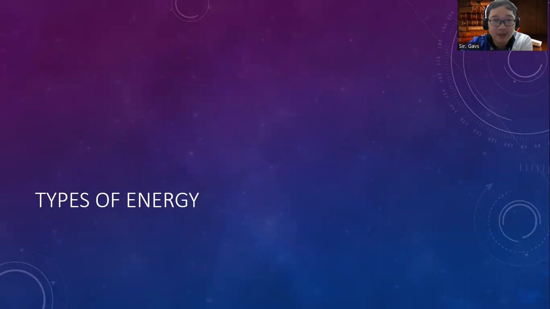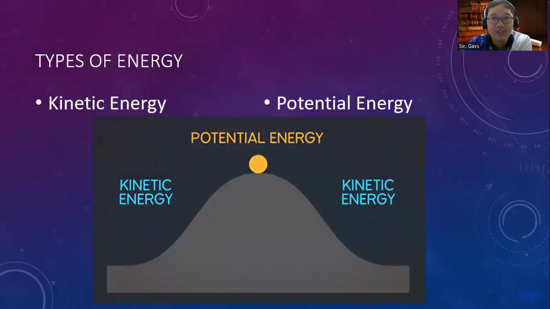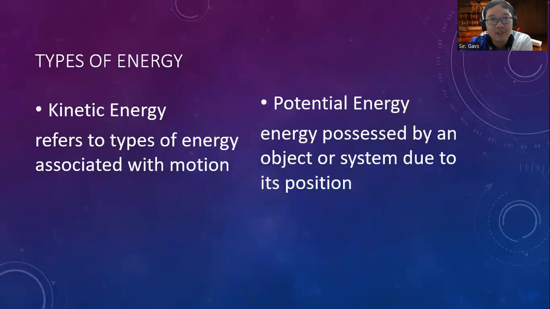Here we have two types of energy, kinetic energy and potential energy. If you have noticed, the energy possessed by a moving object is called kinetic energy, while the energy possessed by a static or not moving object is called potential energy. Here are the definitions for the two. Kinetic energy refers to the type of energy associated with motion, while potential energy is the energy possessed by an object or a system due to its position.